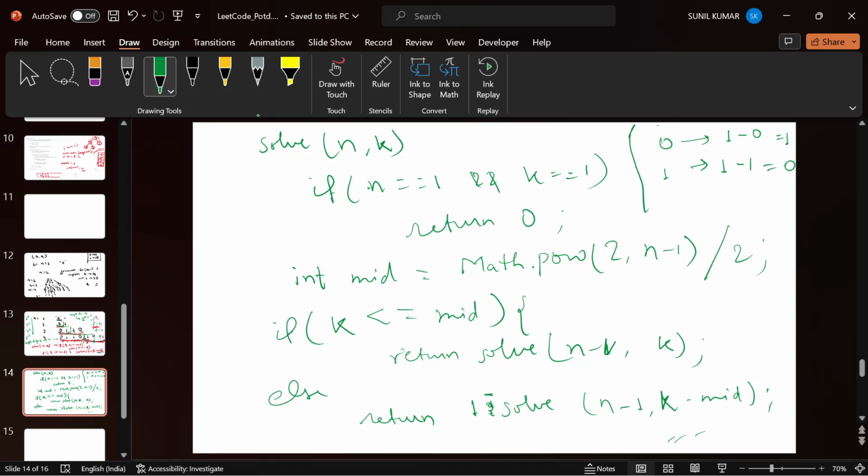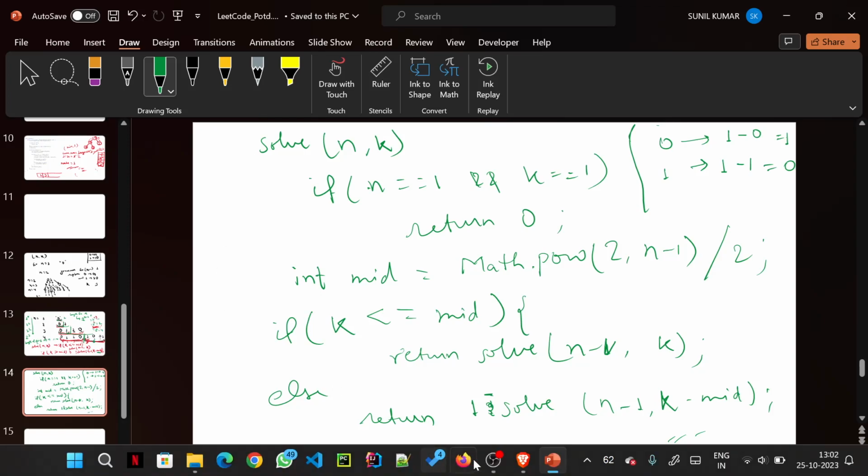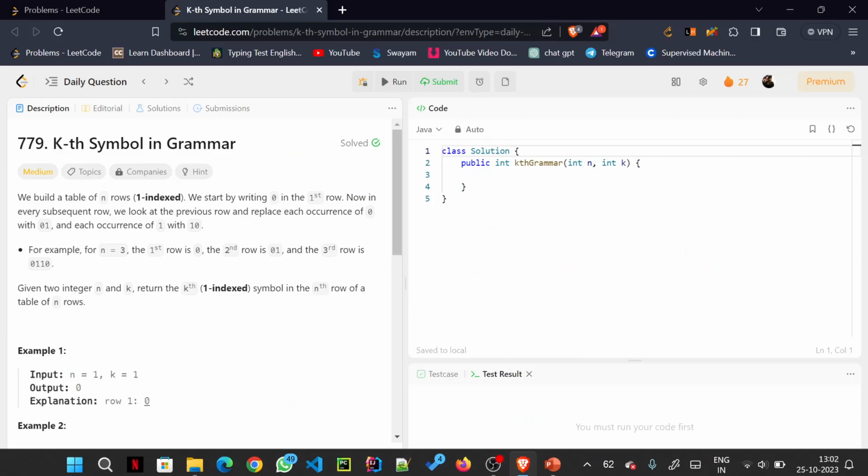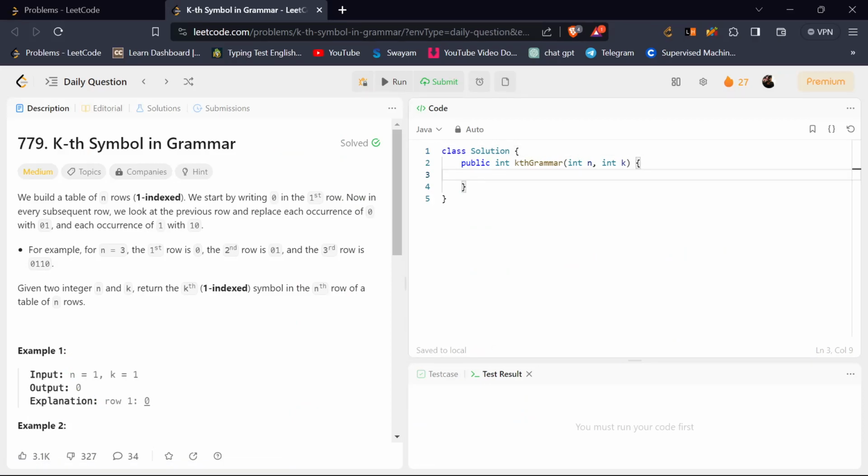So let's code it into our IDE. Okay, sorry, in the LeetCode problem. Okay, if n equals 1 and k equals 1, return 0. Int mid equals, here we find the length, and for mid we divide it by 2.